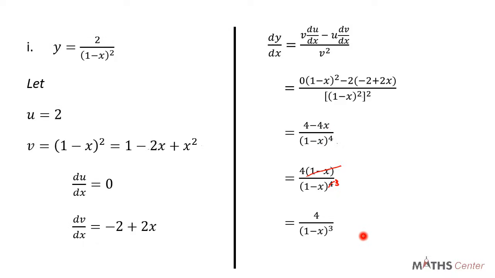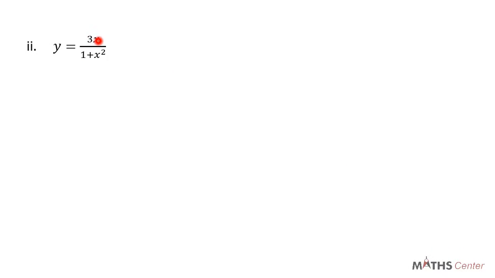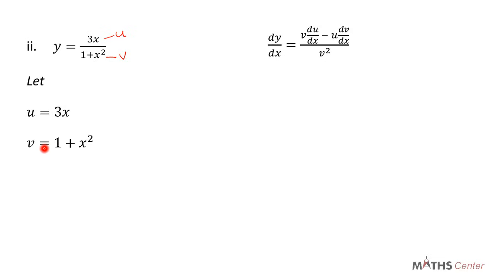Let's consider the next question. We have y is equal to 3x divided by 1 plus x squared. This is a quotient, so we are going to use the quotient rule. The quotient rule says that dy/dx will be equal to v du/dx minus u dv/dx divided by v squared. The numerator is always u and the denominator is always v. So here I'll let the numerator be equal to 3x and the denominator be equal to 1 plus x squared. We will need du/dx and dv/dx.